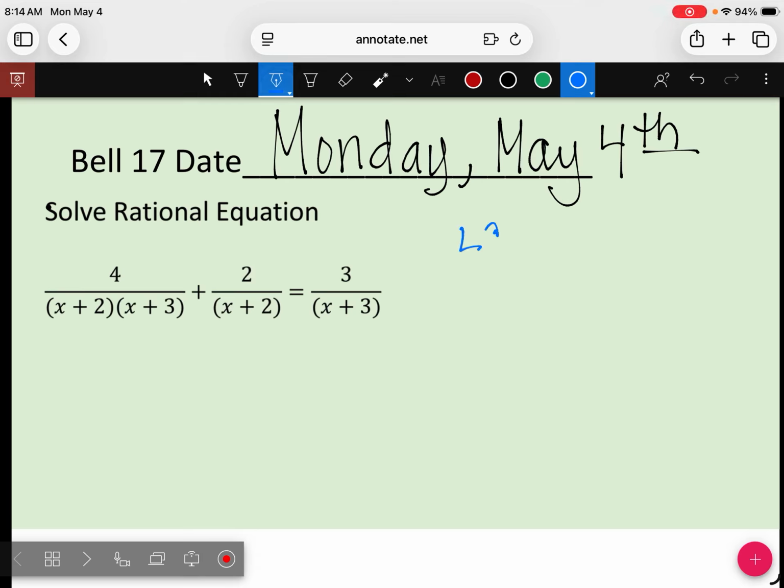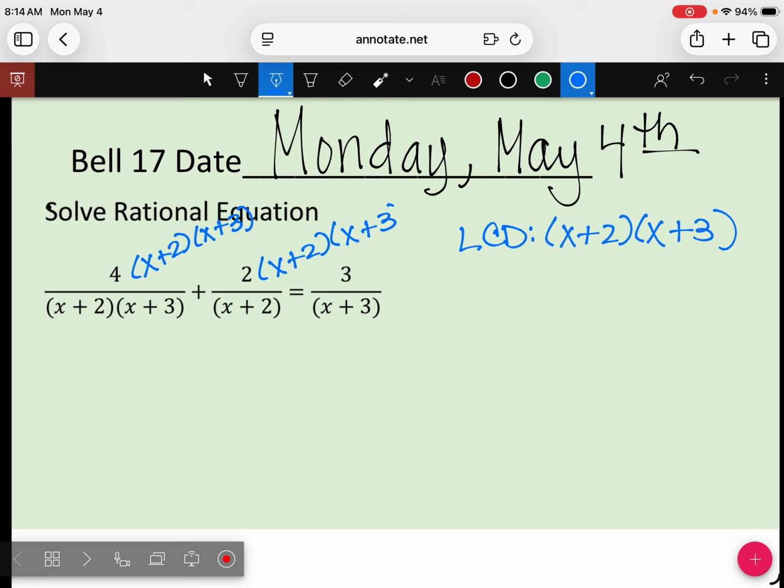So my LCD is x plus 2, x plus 3. So let's multiply everything by x plus 2 and x plus 3. So both cancel out, leaving me with just a 4. Bring down the addition sign.